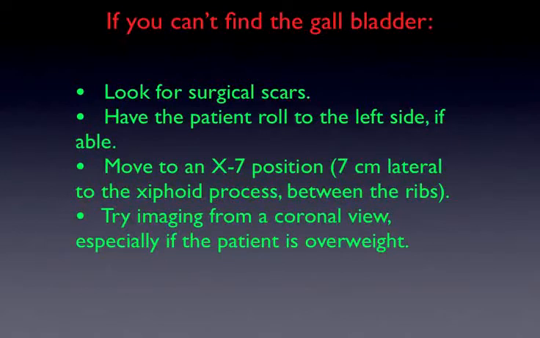If that doesn't work, you may want to try an X-7 position. So what does that mean? X stands for xiphoid, which begins with an X. So you go to the tip of the xiphoid process, 7 centimeters laterally to it, towards the right, and you take the probe and just go anteriorly 7 centimeters from the xiphoid process and aim straight down posteriorly between the ribs, and that's usually about the place where the gallbladder lies. The other thing that you can do is try imaging from a coronal view, and that's particularly helpful in a patient who's overweight.